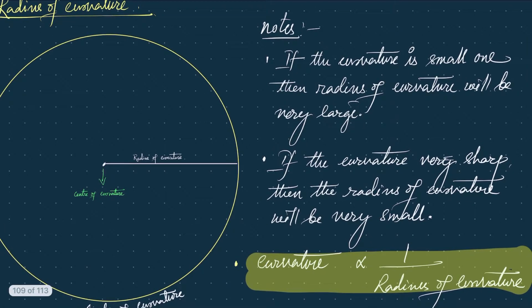If the curvature is very small, then the radius of curvature is very large. If the curvature is very small, it means it's almost flat. But if the curve is very sharp, meaning we can feel and distinguish that this is a curve, then the radius of curvature will be very small. It means we can find the center of curvature at a shorter distance, not very far away from the curve. Okay, if the curvature is very sharp then the radius of curvature will be very small.